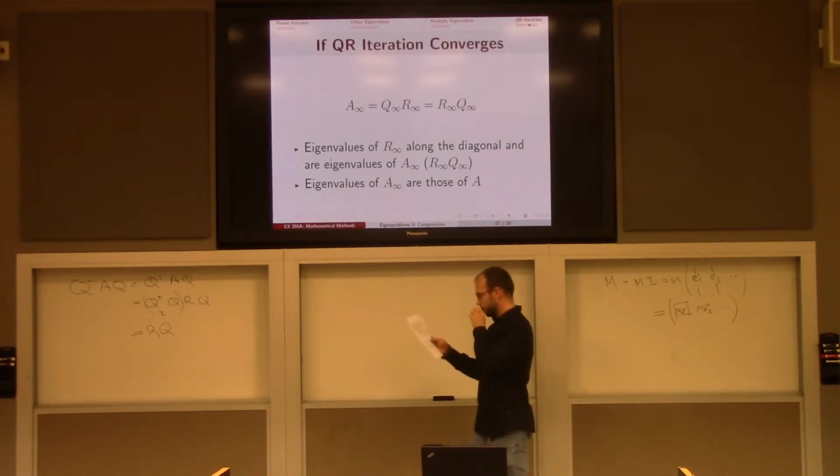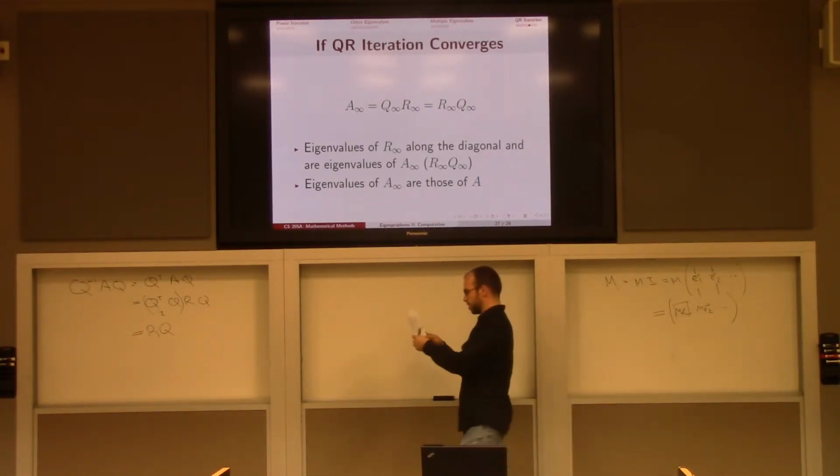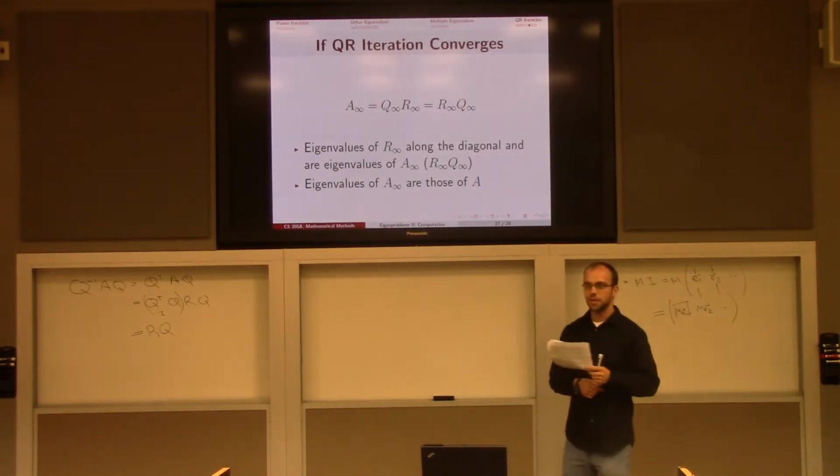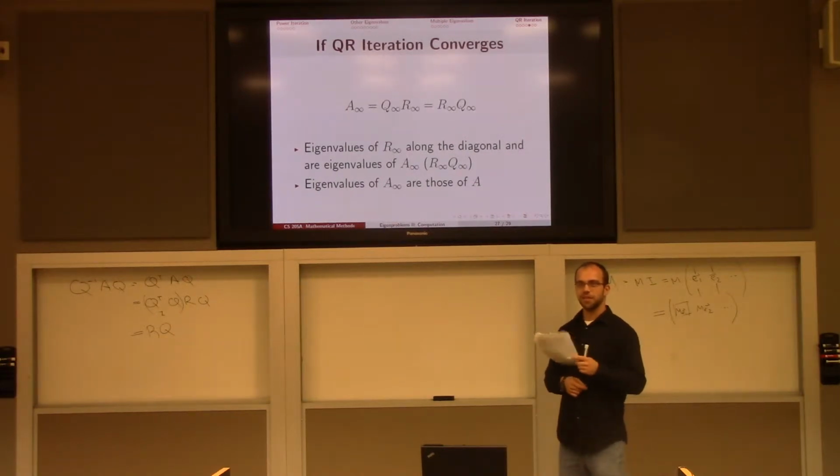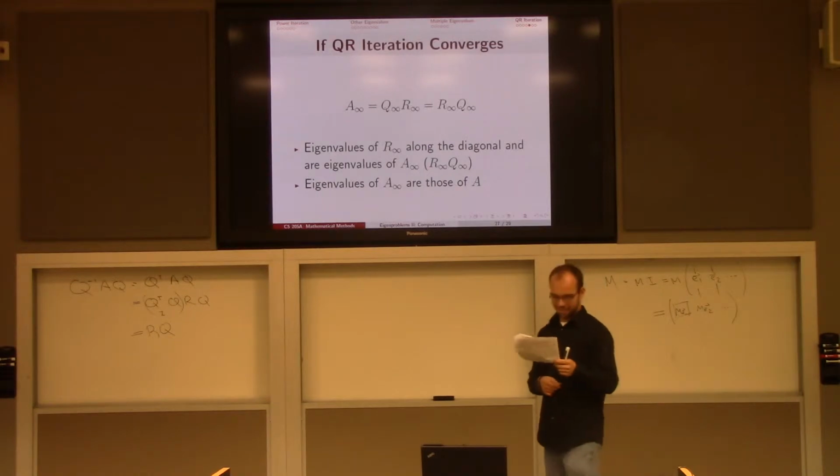Okay, so the eigenvalues of R, as you showed on your homework last time, right? The eigenvalues of R are what? Just the diagonal values of R. R is an upper triangular matrix.